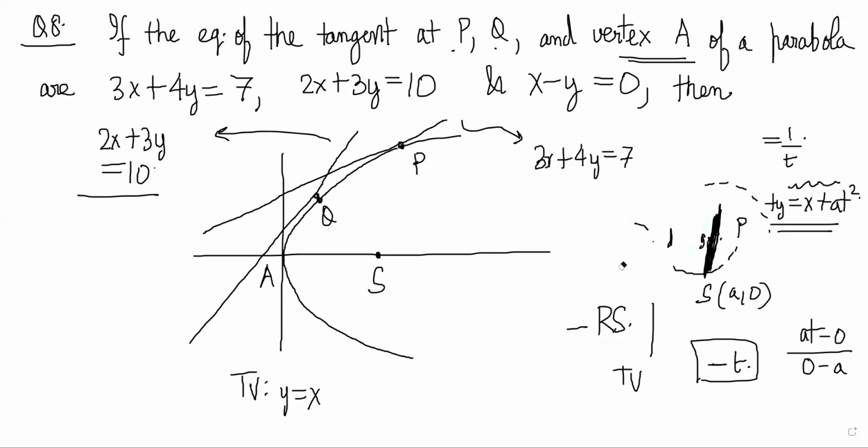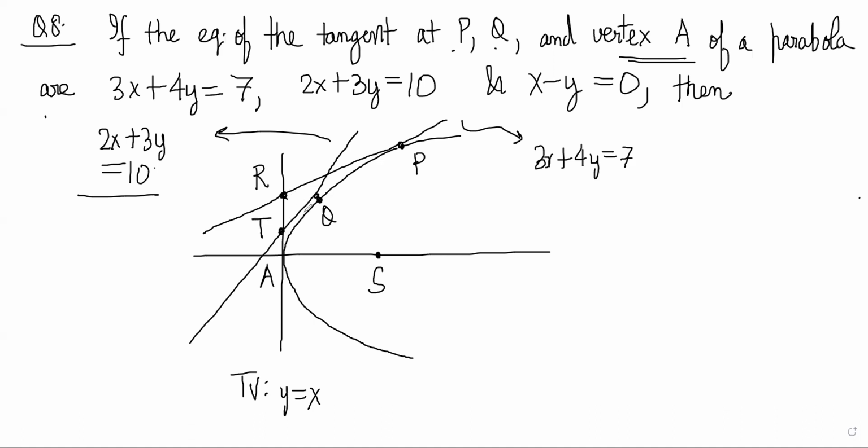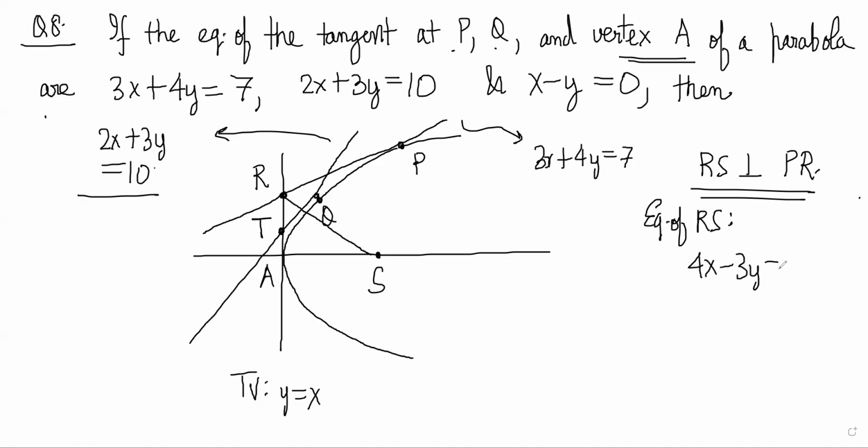So let's think about it. We have a tangent at P here. The equation of the tangent is given. Also, we have a tangent at Q. The equation of the tangent at Q is also given, right? So now, if you join this point, let's call this point R, and let's call this point T. If you join RS, we know that RS is perpendicular to PR, right? So the equation of RS should be what? Any line perpendicular to PR would be like 4x minus 3y equals k, right?